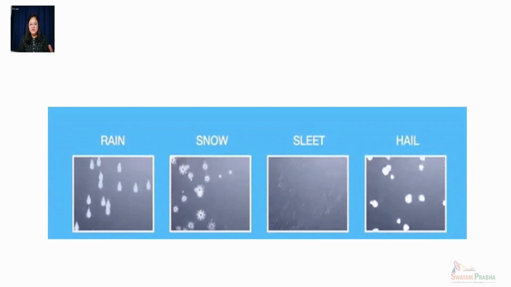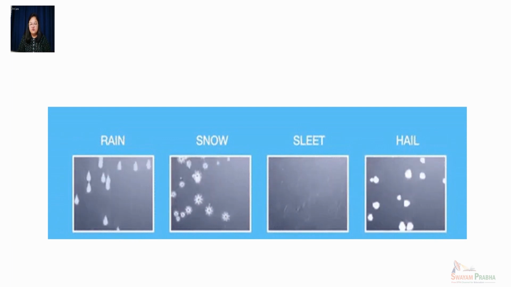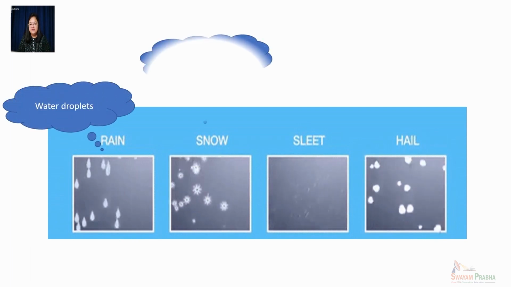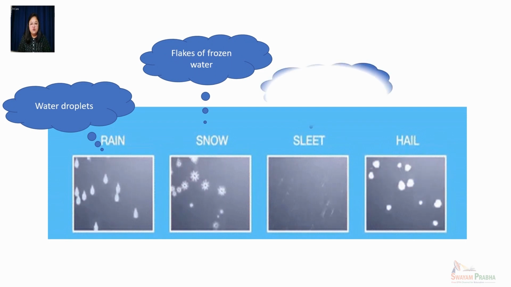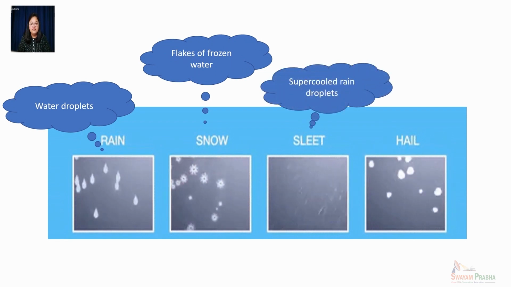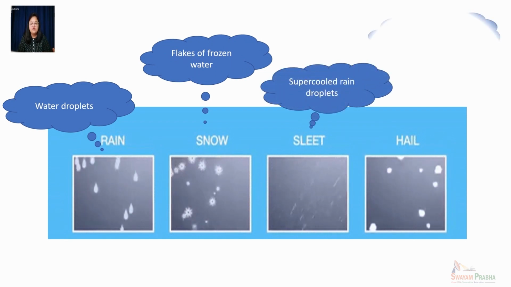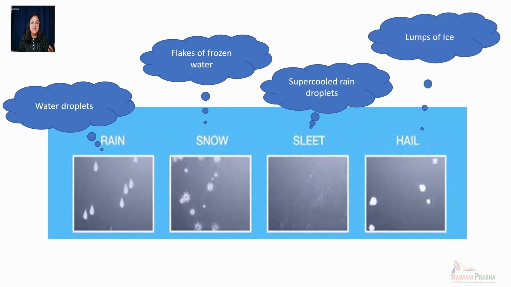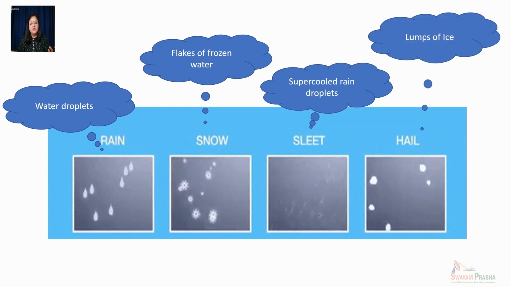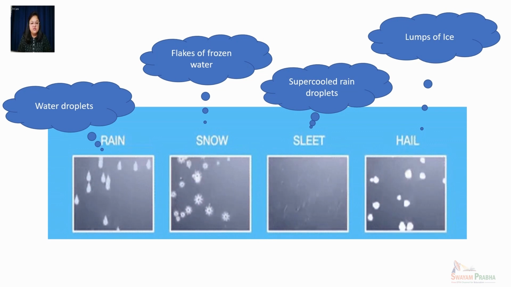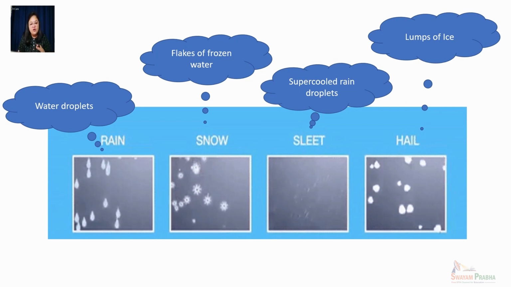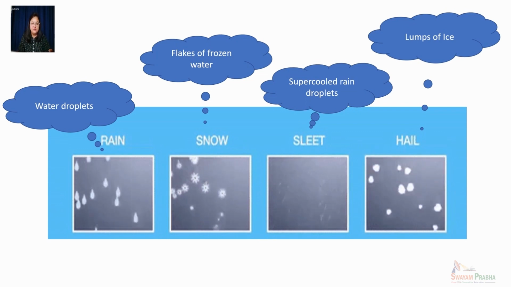This slight animation may give you a visual reference to what we are talking about here: rains are mainly water droplets, snow are flakes of frozen water droplets, then in sleet we have supercooled rain droplets, and in hail we finally have lumps or globules of ice which are falling from the cloud to the surface of earth. So these are all different forms of precipitation.